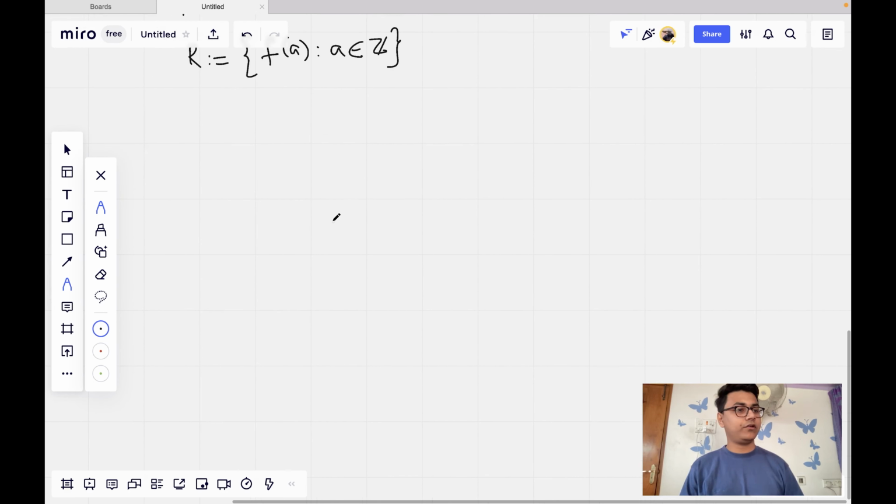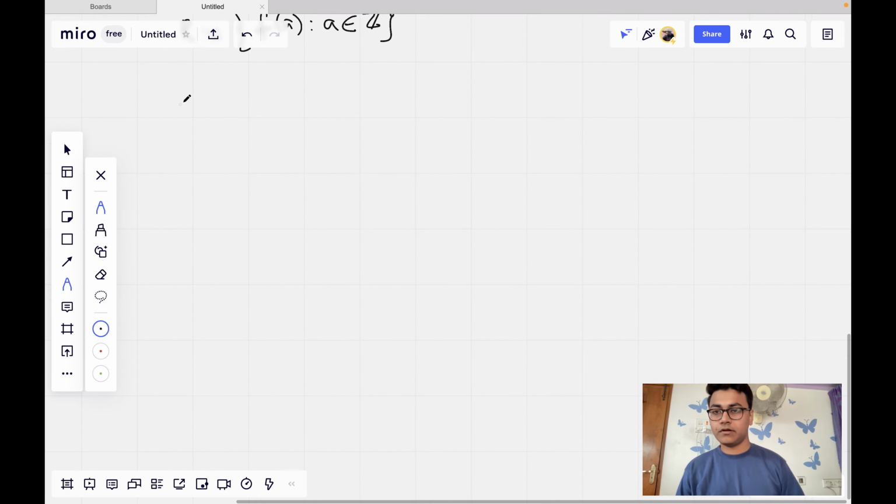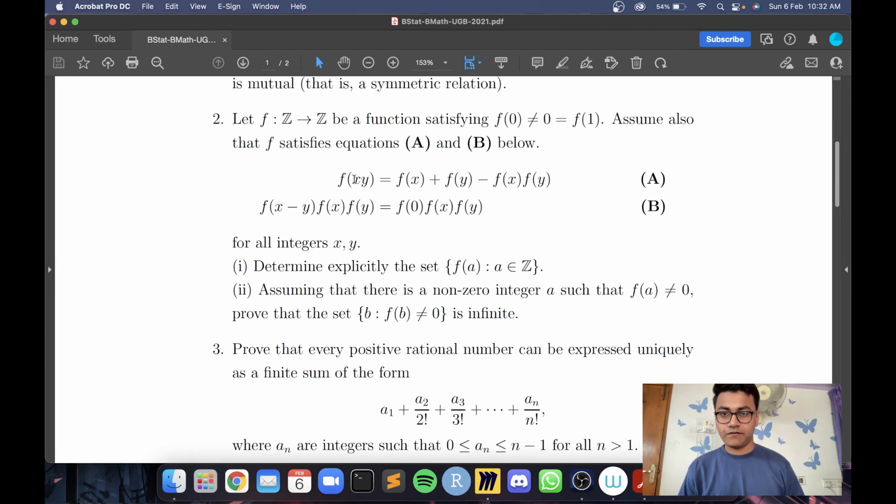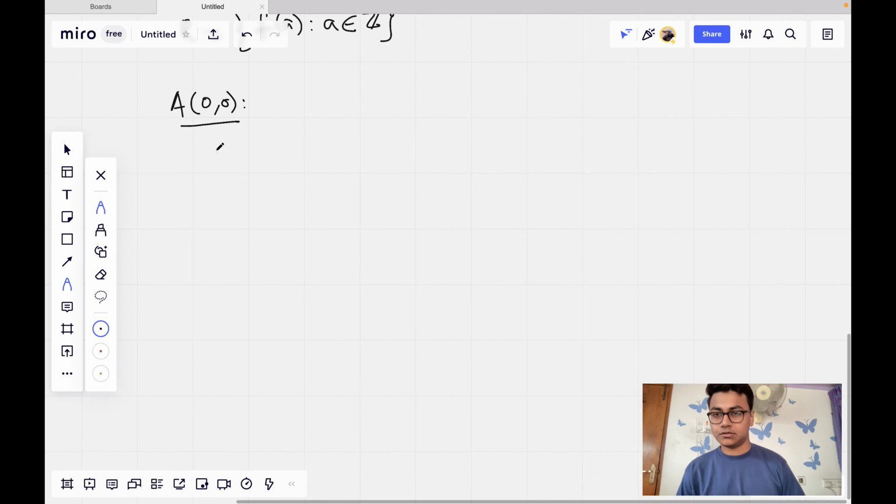So the first thing that we do is we look at the assertion A(0, 0). That is, we are substituting x equal to 0, y equal to 0 into the first functional equation, and that gives us, if we put both x and y equal to 0, we should get f of 0 equal to f of 0 plus f of 0 minus f of 0 squared. So first assertion becomes f of 0 is equal to f of 0.